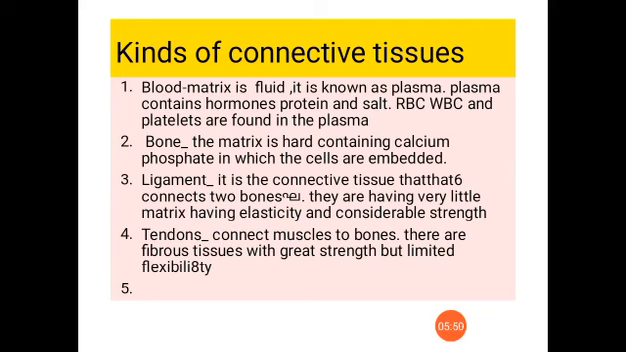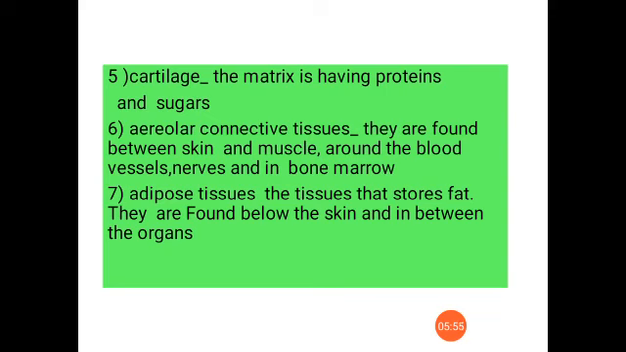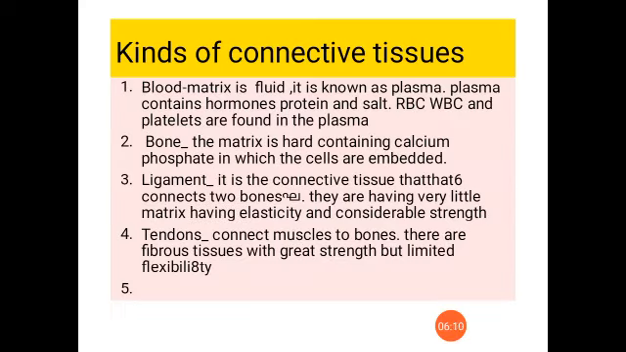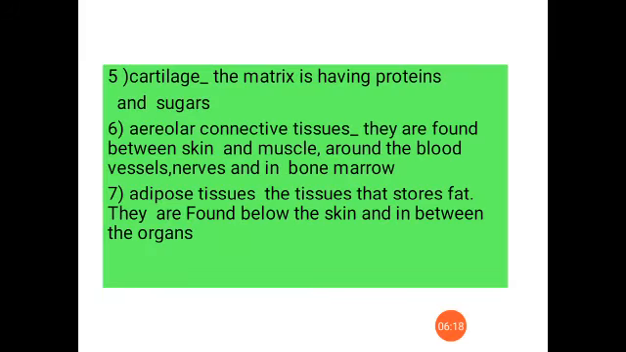Okay, so then next is what? Tendons are connective tissues that connect bones to muscles. Bones to bone, what is it? It is ligament. And bones and muscles are connected by tendons. They are fibrous tissues and they have great strength but limited flexibility. Their flexibility is not as much as that of ligaments. Clear?